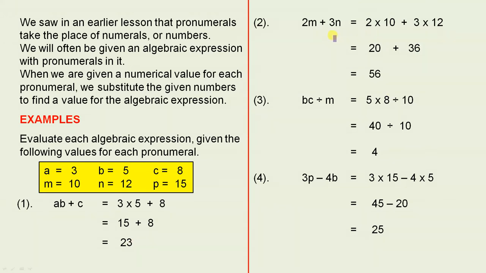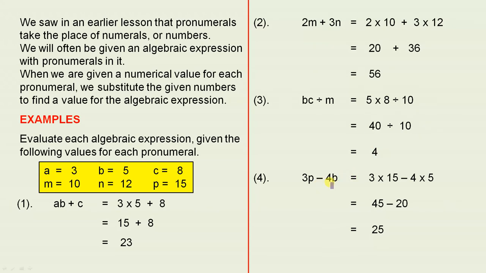2m plus 3n is 2 times 10 plus 3 times 12. Must do the multiplication first. 2 10s are 20, 3 12s are 36. 20 plus 36 is 56. BC divided by m. BC is 5 times 8 divided by 10. We work from left to right. 5 8s are 40. 40 divided by 10 is 4.